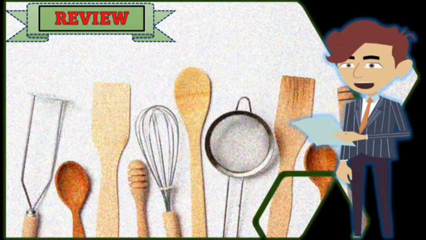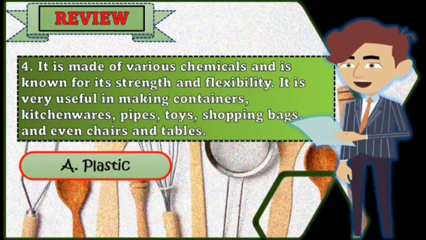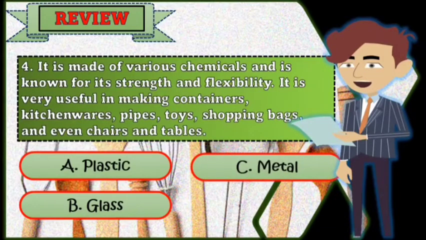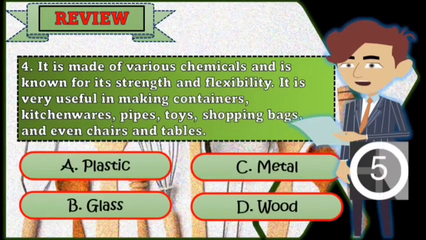Let's proceed to number 4. It is made of various chemicals and it is known for its strength and flexibility. It is very useful in making containers, kitchenwares, pipes, toys, shopping bags, and even chairs and tables. A, plastic, B, glass, C, metal, D, wood. Very good. The correct answer is letter A, plastic.